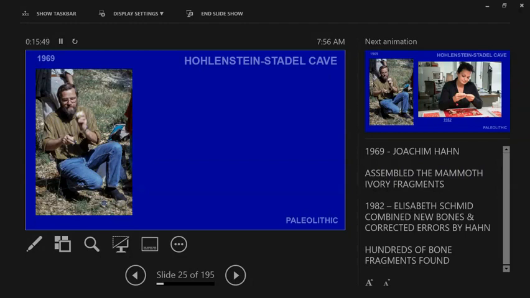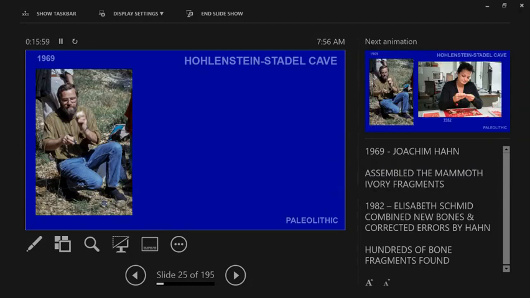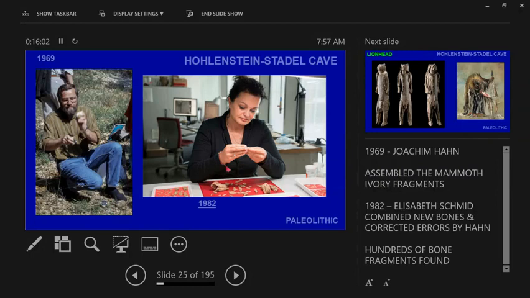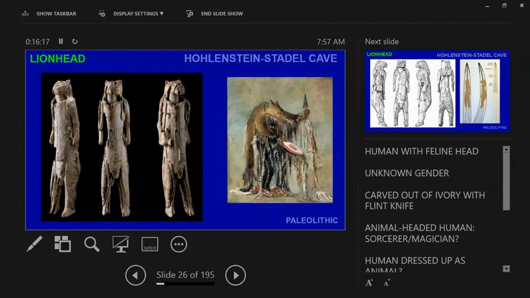What's a mammoth? Yeah. So his name is Joachim Hahn, and in 1969, he is putting these fragments together. Then comes along Elisabeth Schmidt, and she combines the bones in new ways, and she corrects his errors, and they all fit to make this figure right here. It's called the Lion Head. It is a human with a feline head, like a lion head or a cougar head or something. It is of unknown gender, and it's carved out of ivory with a flint knife.